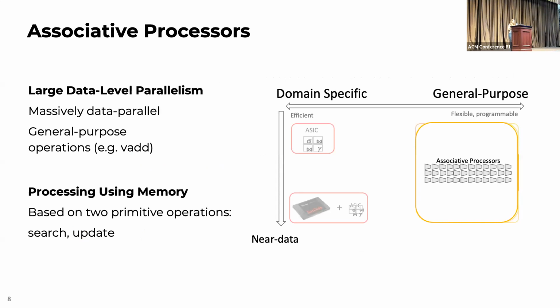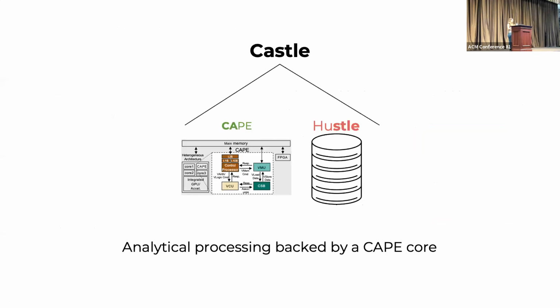We think that associative processors are a promising solution that aligns with these principles. They exhibit very large data-level parallelism, and they support general-purpose vector operations. The way that they do that is by utilizing memory devices that can search and update, which are actually operators found at the core of a lot of these database operations. So this work is Castle, which stands on the shoulders of CAPE, which is a modern associative processor, and Hassel, which is our database management system.